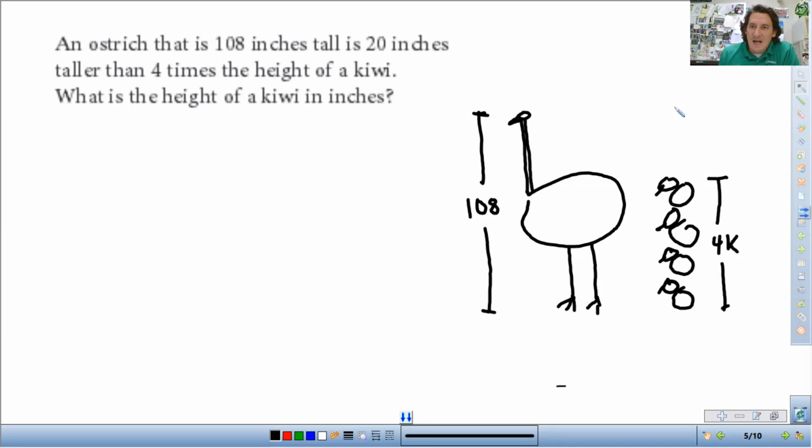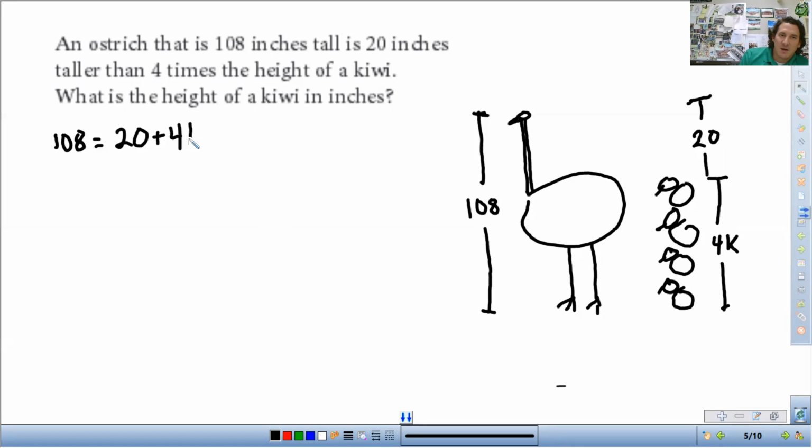All right, this ostrich is 20 inches taller than that. So we have this little picture. This 108 is equal to the 20 plus the 4K. So an ostrich, 108 inches, is equal to 20 inches plus the 4 kiwis together. And then you just get this simple one-step equation to solve. So I'm going to put in my line of separation and then solve this equation.